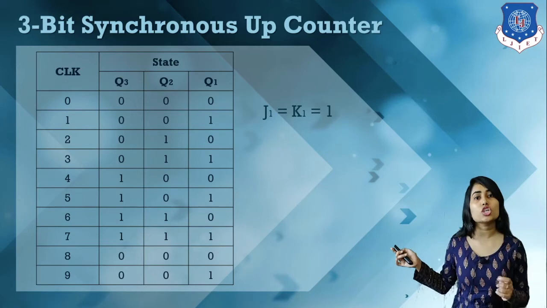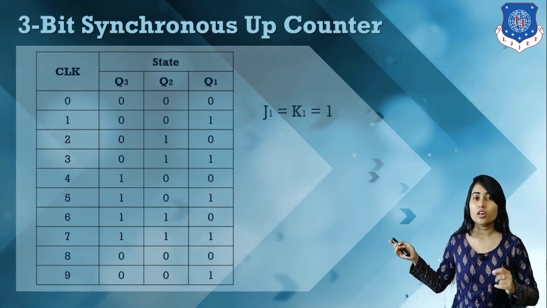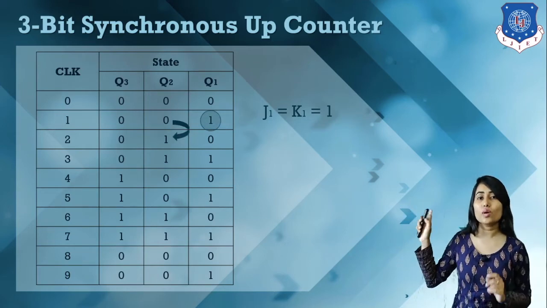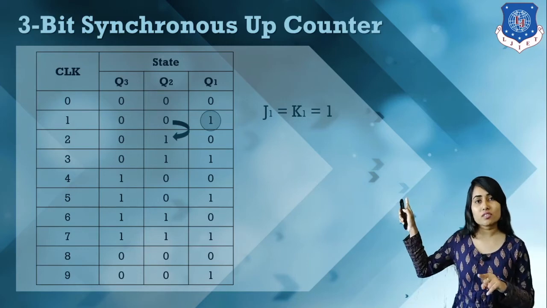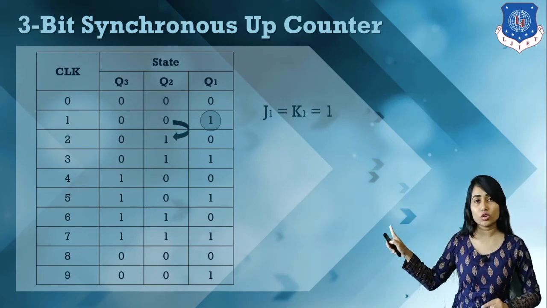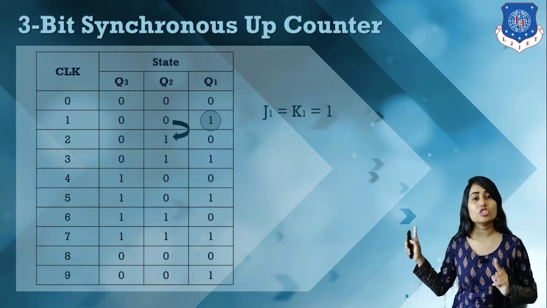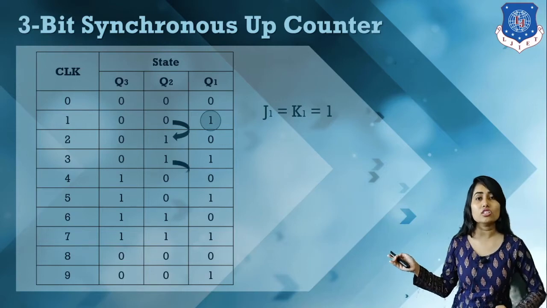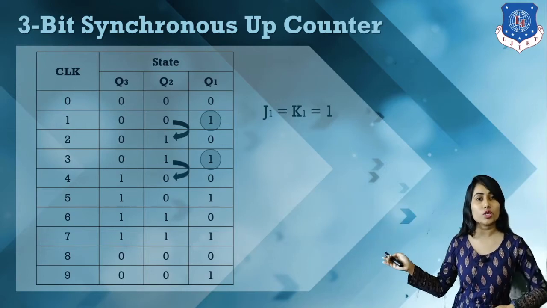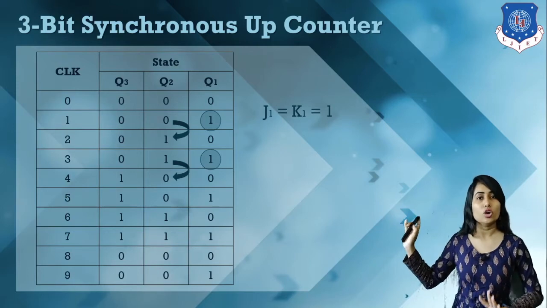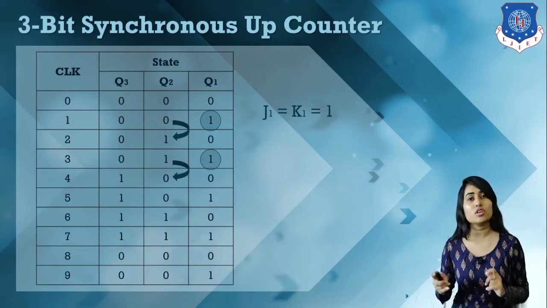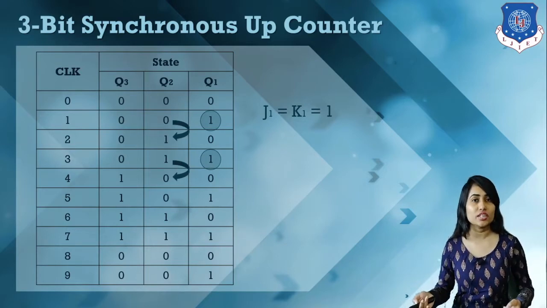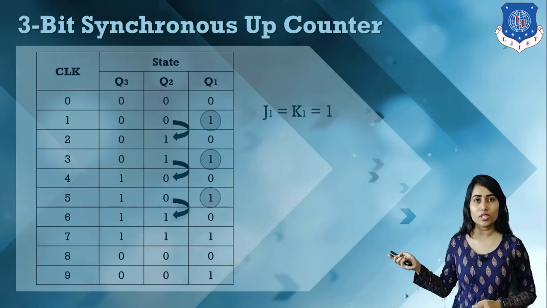Here this Q2 will toggle when Q1 is equal to 1. When Q1 is equal to 0, we have a no change state. And when Q1 is equal to 1, we have a toggle state. That means our output will be toggled over here, and again also here the output will be toggled when Q1 is equal to 1. So whenever we have Q1 equal to 1, we have a toggle condition, else our output will be in a no change condition.